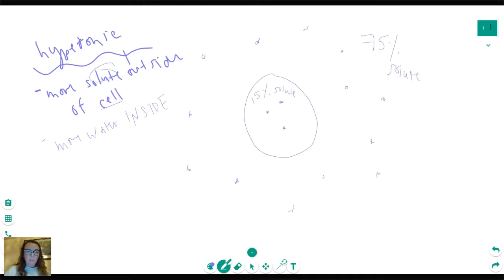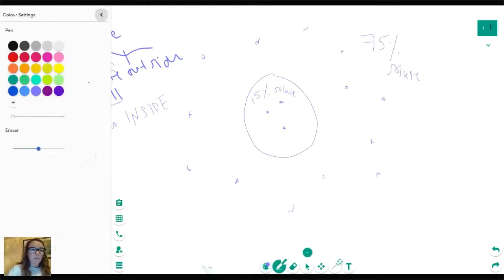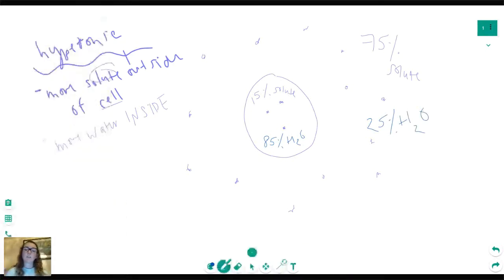With those percentages, our percentages always add up to 100, so the remaining needs to be water. If 15% of our cell is solute, that means the other 85% is water. Then on the outside, the remaining 25% would be water. This is just a hypothetical example. I like to use percentages when I first start teaching these concepts, because it's easier for students to see. Will you see questions like that all the time? No, but at least you can go through the thought process yourself.